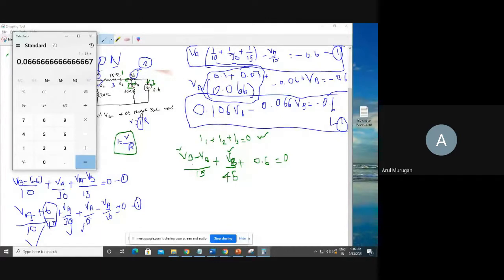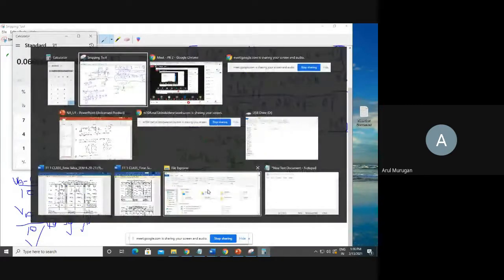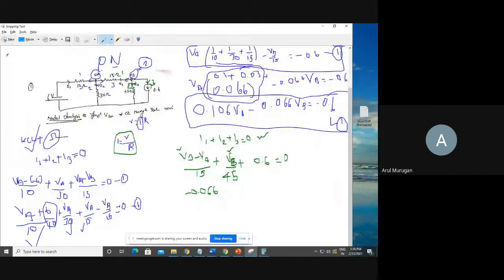First I want to write about the VA. So G minus 0.066 VA. Then what is VB? VB is 1 divided by 45 plus 1 divided by 15.